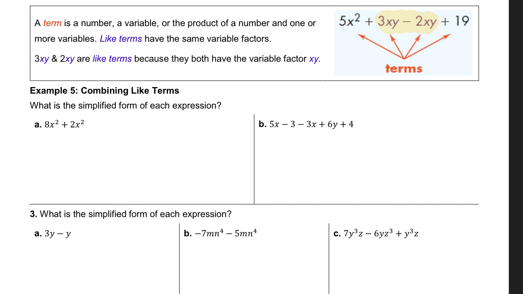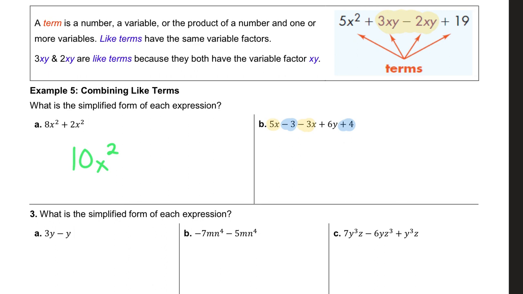So in example 5, part A, looking at 8x squared plus 2x squared, those are like terms because they both have x and x is squared in both terms. So all this becomes, we just add the numbers on the front. We add 8 plus 2, so that's 10x squared, okay? So in part B, I want to just highlight some of the like terms. In part B, 5x, -3x, those are like terms. -3, +4 are like terms.